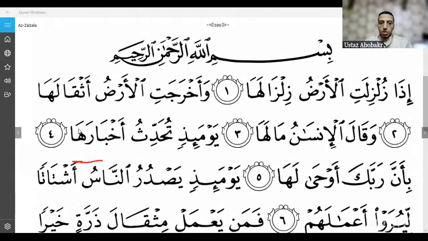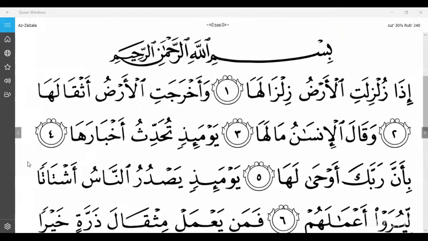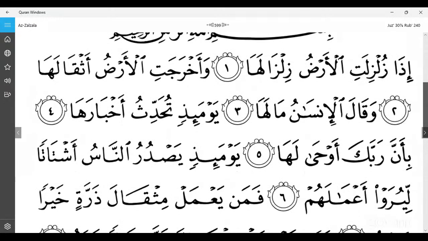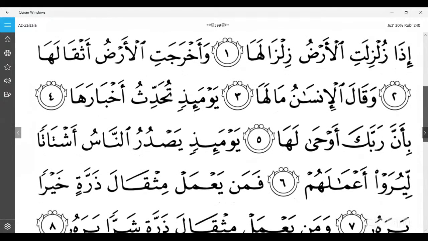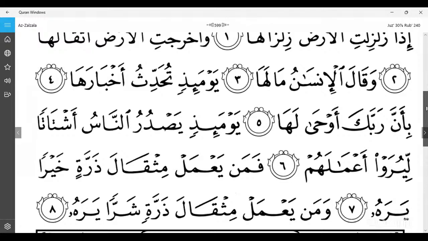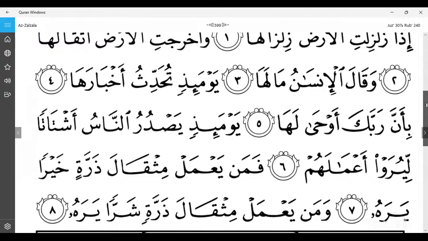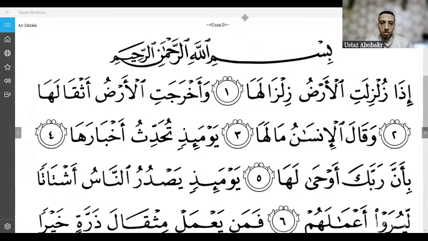Then Shiraz. أعوذ بالله من الشيطان الرجيم. Very good reading. Barakallahu feek. Munir.